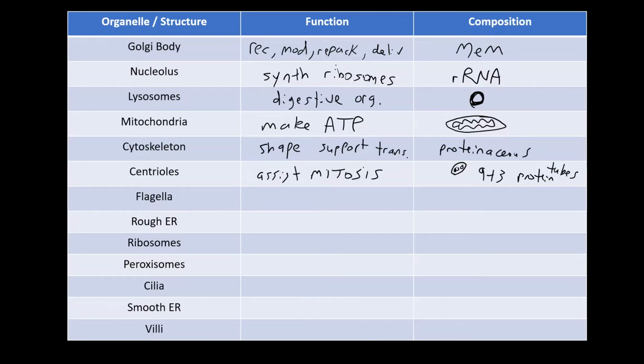All right, flagella. Function, very simply, is movement. Unidirectional, one-way movement. Compositionally, protein.